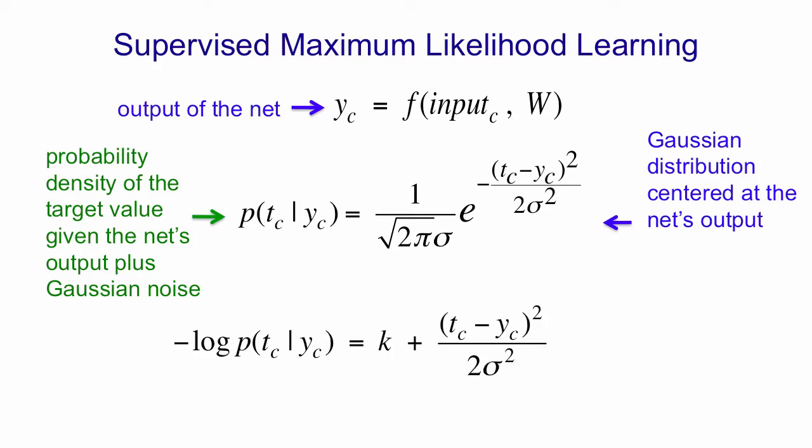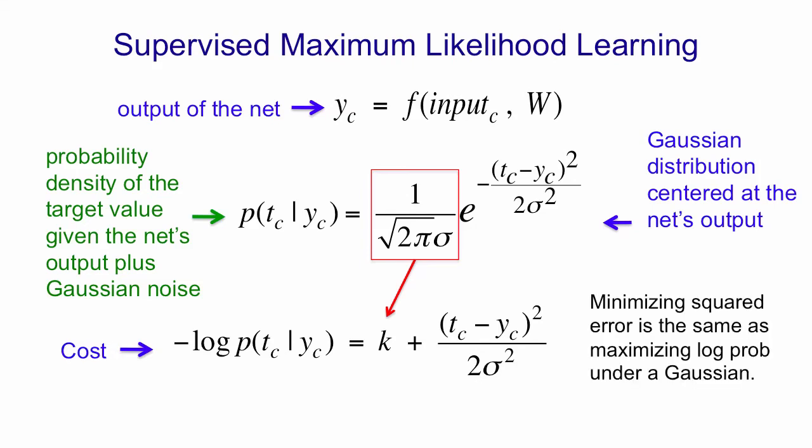If we now take logs and put in a minus sign, we see that the negative log probability density of the target value t_c, given that the network outputs y_c, is a constant that comes from the normalizing term of the Gaussian, plus the log of that exponential, with a minus sign in, which is just (t_c minus y_c) squared divided by twice the variance of the Gaussian. And so what you see is that if our cost function is the negative log probability of getting the right answer, that turns into minimizing a squared distance.